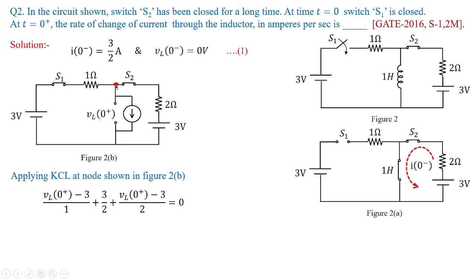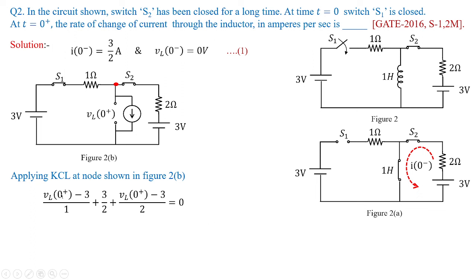Then you have VL minus 3 divided by 2 equal to 0, thereby satisfying the KCL at this particular node. I have framed this equation. Now look into this equation. We have VL of 0 plus minus 3 as a common parameter, so I'm taking it outside. And this plus 3 by 2, I'm going to take it onto the right side of the equation. This becomes minus 3 by 2.